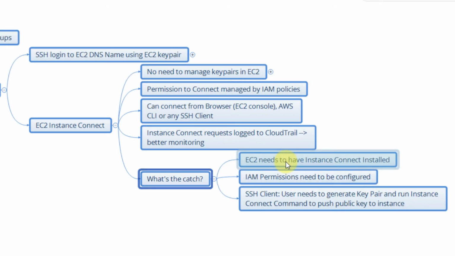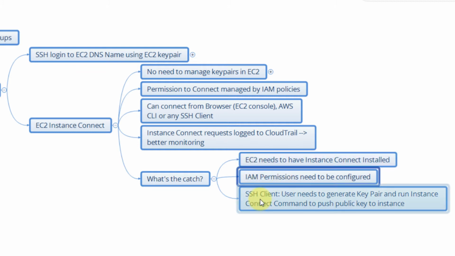So when you use Instance Connect, you need to have Instance Connect installed on the EC2 instance. You need to go ahead and configure IAM permissions, without which it cannot be used by users. And when you use an SSH client, you need to generate a key pair and then run an Instance Connect command to push the public key to the instance.